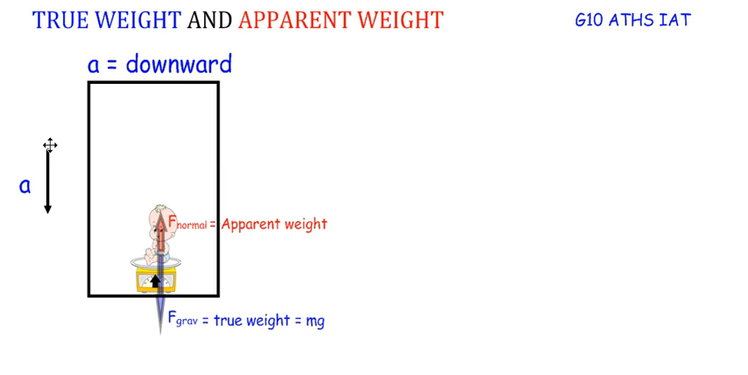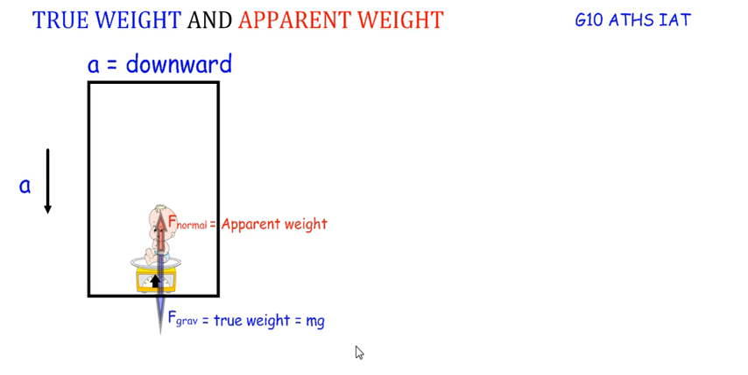If, on the other hand, the elevator has an acceleration downwards, that would mean that it has to have a net force downwards. Since the gravitational force cannot change, it means that in order to have a net force downwards, the normal reaction force of the weighing scale on the baby has to be reduced. In these situations, when the acceleration is downwards, the apparent weight is less than the true weight. We feel lighter.